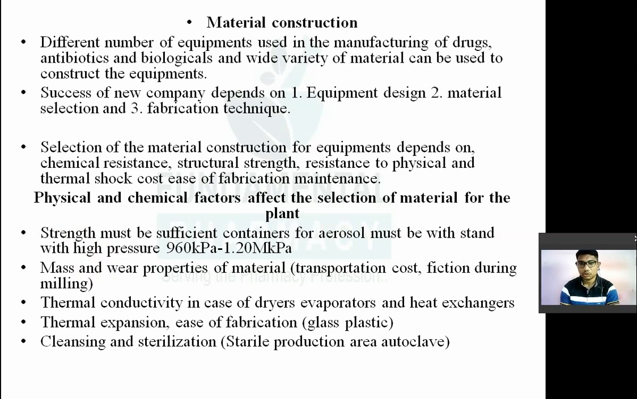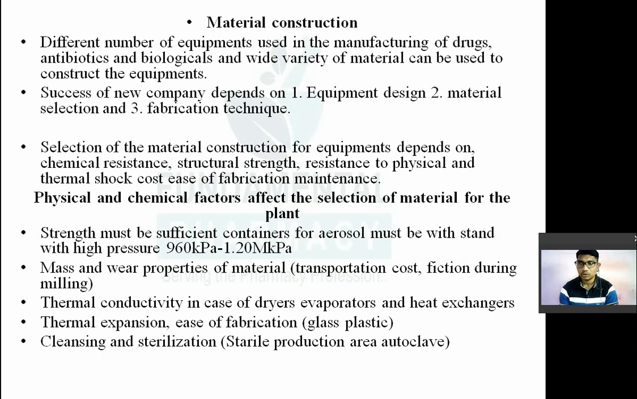For example, in case of an autoclave, it should withstand high pressure. The material should withstand high pressure. Suppose you made an autoclave of plastic, how will you do sterilization? The plastic one will burst, it will not be able to bear the pressure. Plastic cannot withstand the pressure and heat. So that's why while selecting the material, you have to take into consideration what is the use of that material, what is the use of that equipment.